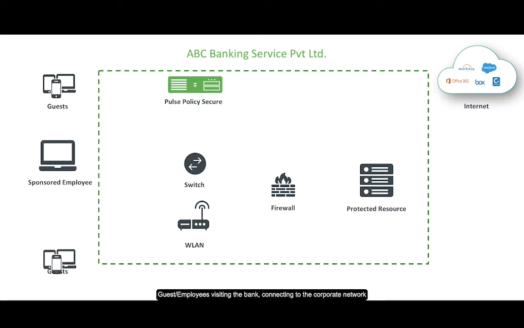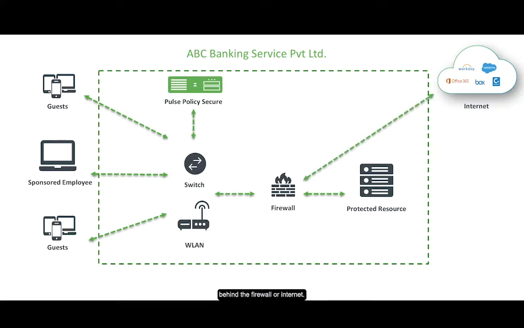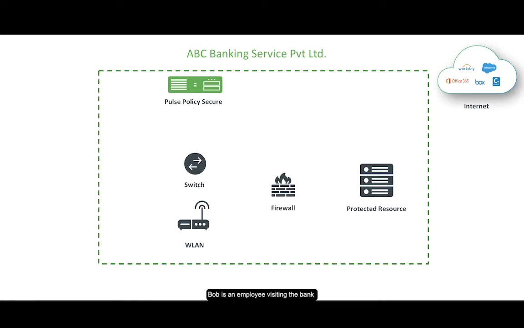Guests or employees visiting the bank connecting to the corporate network using laptops and smartphones via wired switch or Wi-Fi connections get authenticated and authorized by Policy Secure based on the policy set by the IT team. Once approved, they will be granted access to the protected resources behind the firewall or internet.